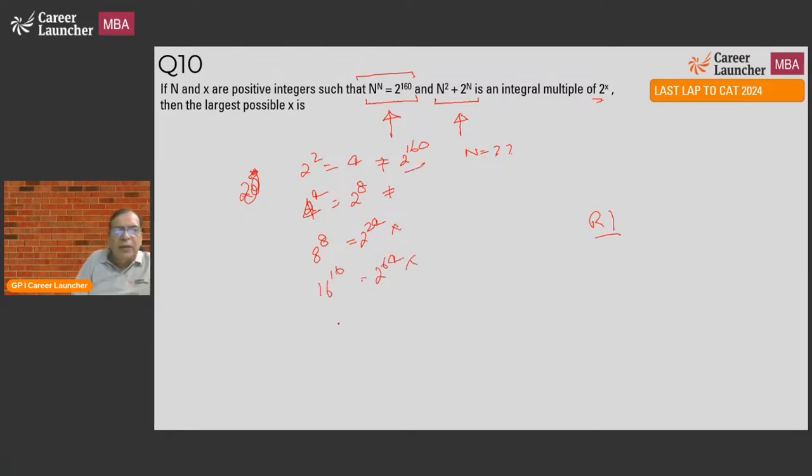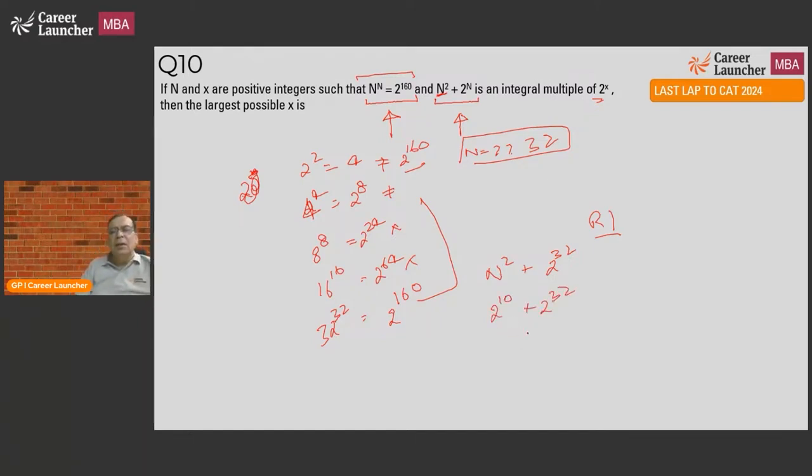Not again satisfying this. 32 to the power 32. 32 is 2 to the power 5. So 2 to the power 160 satisfies. That means n is equal to 32. We have found n equal to 32, which is nothing but, what is this? n squared plus 2 to the power 32. n is 32. 32 squared, 2 to the power 10. 2 to the power 10 plus 2 to the power 32. That's the number. That means take 2 to the power 10 common.